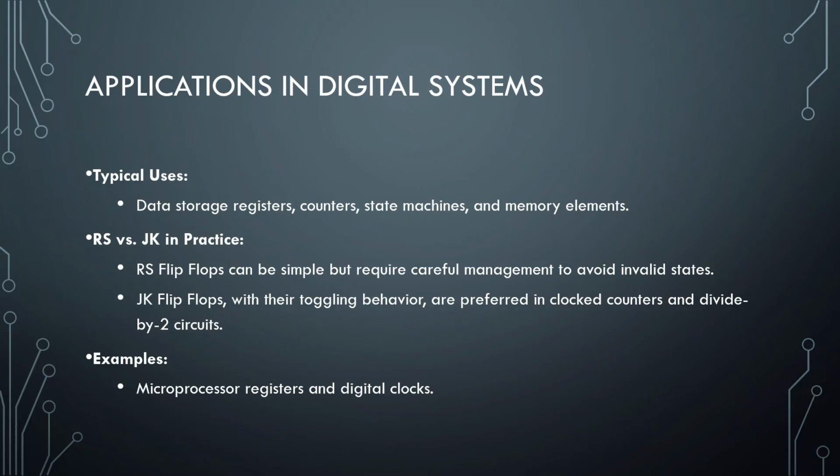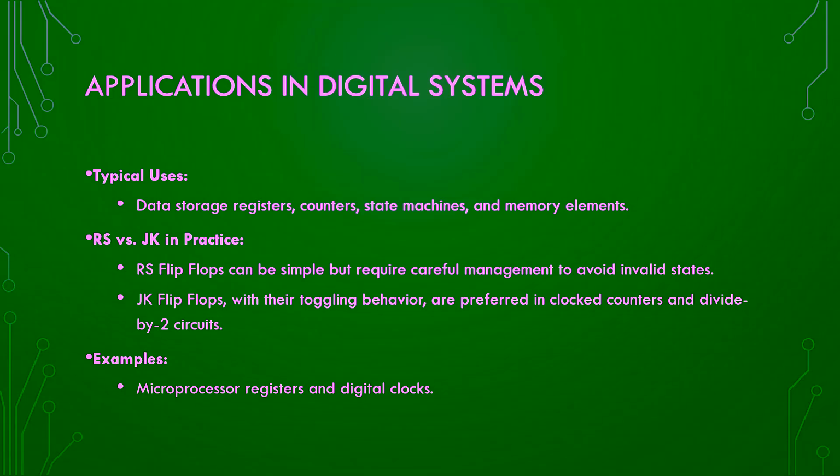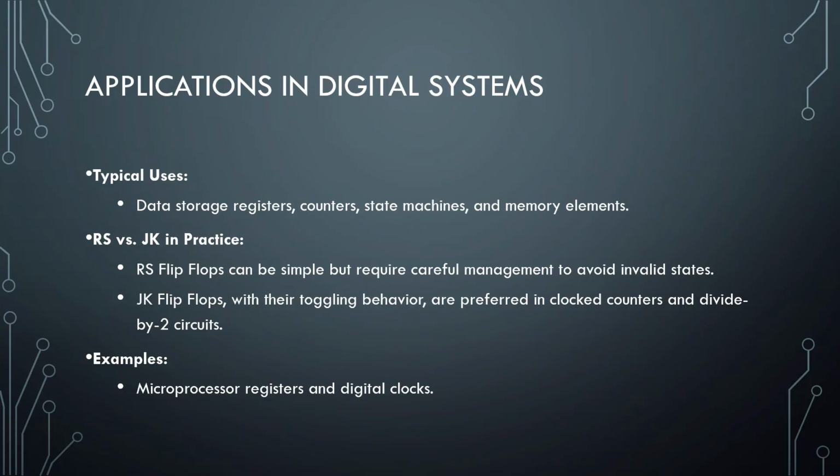The JK flip-flop, on the other hand, is far more versatile because of its toggling behavior and predictable output. It's widely used in binary counters, frequency dividers, and control units of processors. For example, in a divide by 2 circuit, every clock pulse toggles the output, exactly what the JK flip-flop excels at. So whether it's storing a bit of data in a register, cycling through states in a sequencer, or building blocks inside a CPU, flip-flops make modern computing possible.